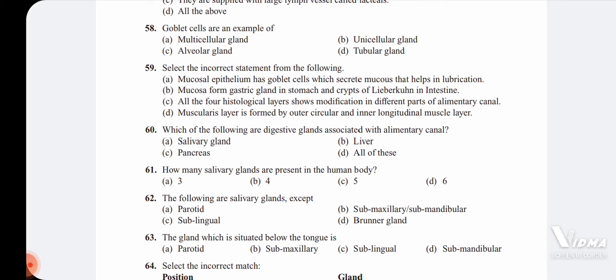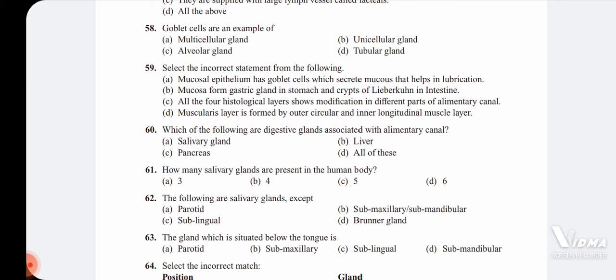Next, which of the following are digestive glands associated with the alimentary canal? The alimentary canal is associated with the digestive glands, that is salivary glands, pancreas and the liver. So hence the answer is all of these.